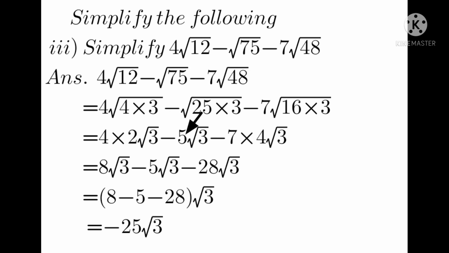Square root of 25 is 5, so minus 5 into root 3. Minus square root of 16 is 4, so write 4 outside the sign. Then we have minus 7 into 4 into root 3. Next step, we can see that we have obtained the same radicand. So take the same radicand as common, and in bracket we have 8 minus 5 minus 28, that gives us minus 25 root 3.